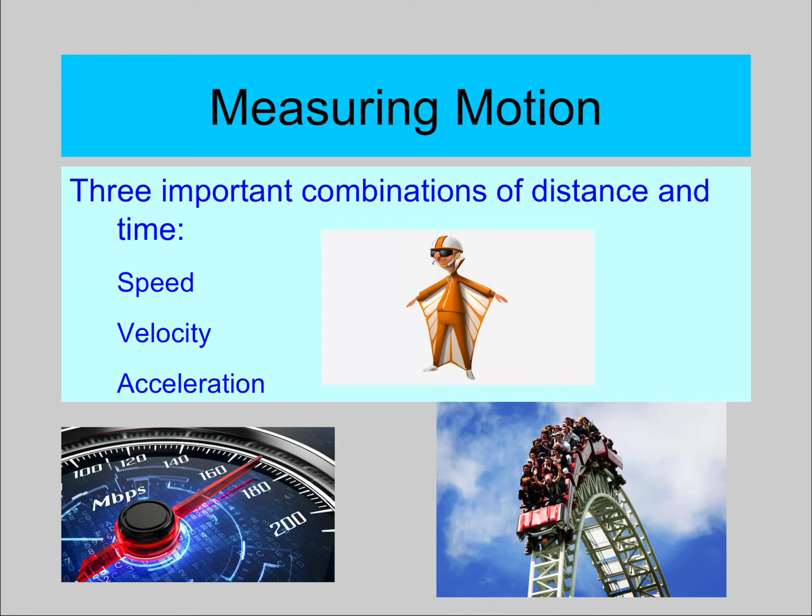There are 3 ways we can combine distance and time. We have speed, which is something you might be familiar with because your speedometer tells you how fast you're going. Velocity, which if you've ever seen Despicable Me, you know that this is a vector, and we'll talk about why velocity and vector, the image here, are related. And then acceleration. If you've ever ridden a roller coaster, you know that as you go up, you slow down, and then as you go down, you speed up, and that is acceleration.